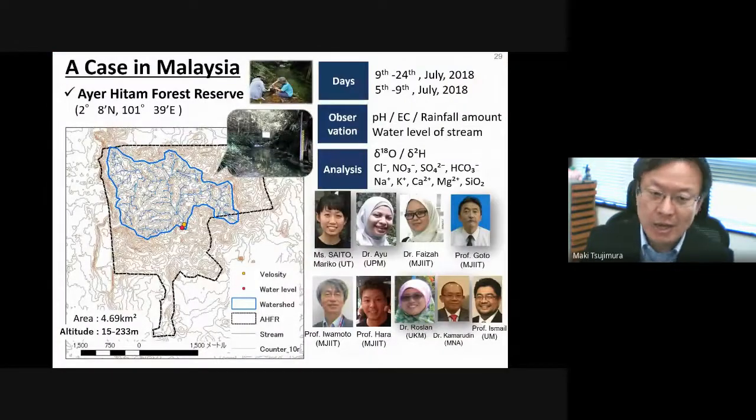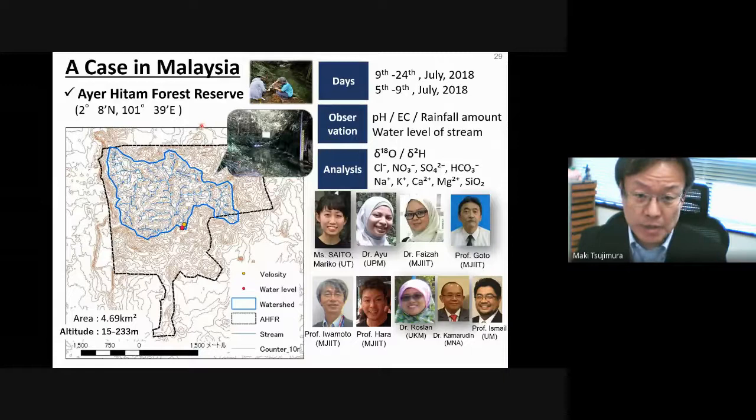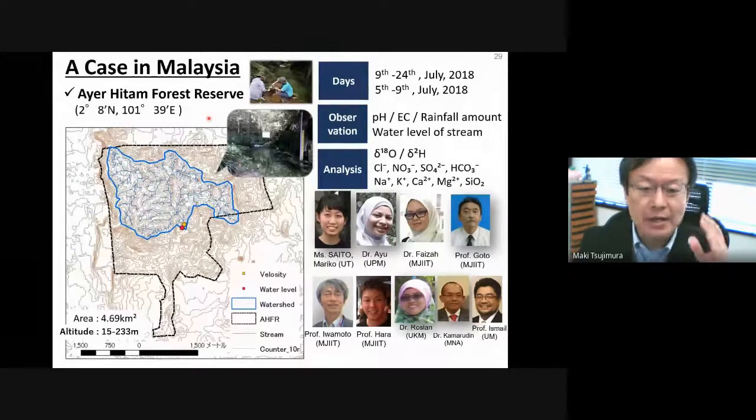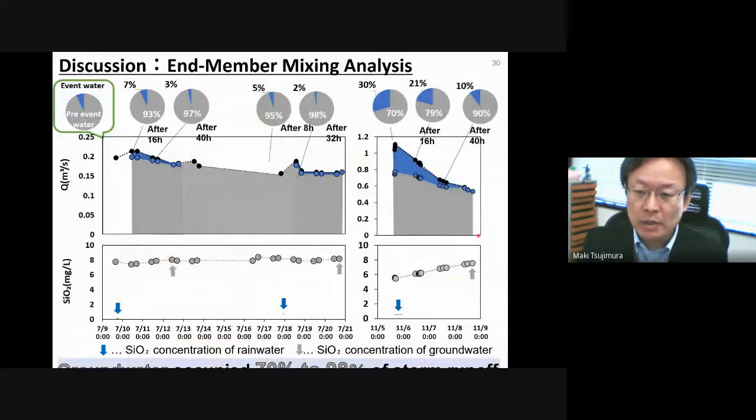Okay, the same outcomes were gotten in the Malaysia Ayer Hitam Forest Reserve, belonging to the Faculty of Forestry, Universiti Putra Malaysia, UPM. We are collaborating with Dr. Ayu and some MJIIT members. And we are now just starting collaboration with Dr. Roswang, UCAM, and Dr. Kamaldin, and Professor Ismail, UM, Malaya. We performed an intensive observation campaign. Then finally, we got the same kind of outputs.